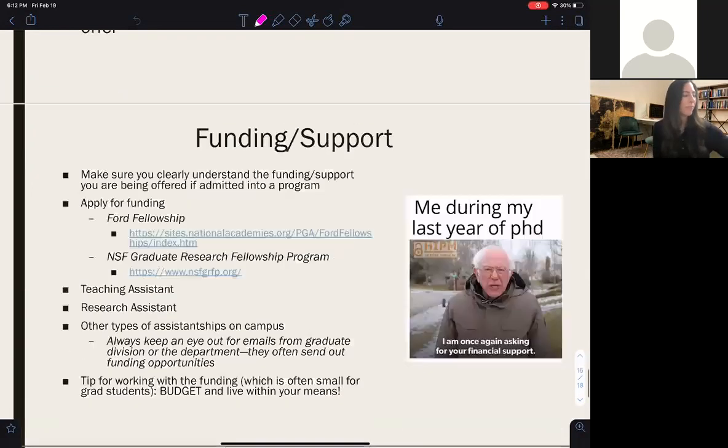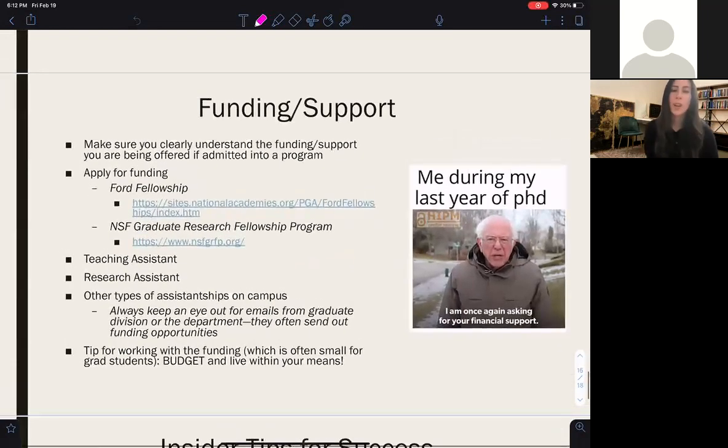Okay, so let's move on to a question someone had earlier, so I'm going to address this now. Funding and support is huge. So again, I have a little picture here of Bernie Sanders, right? This is you during your last year of your PhD. This is like every PhD student. I'm once again asking for your financial support. This is how you will feel. You will feel like you are just continuously asking for support to finish your PhD.